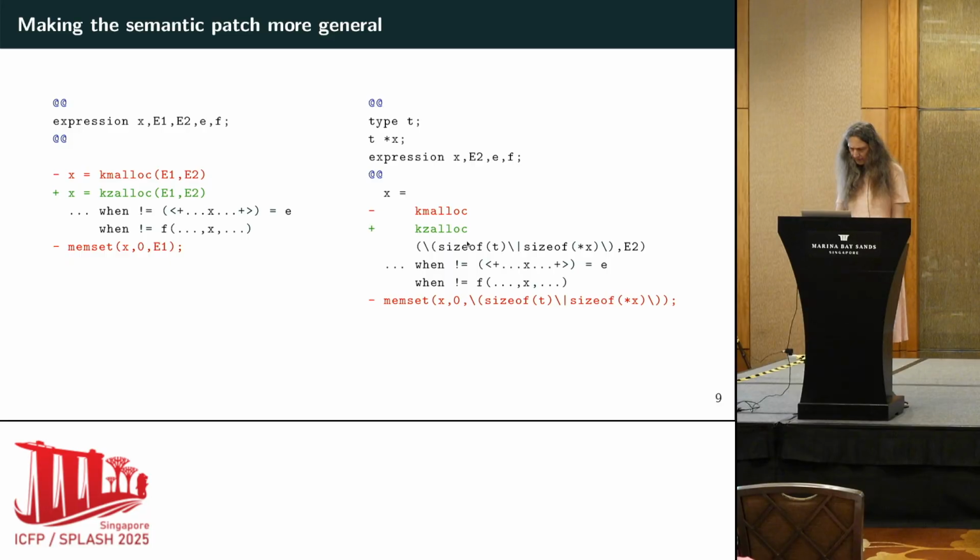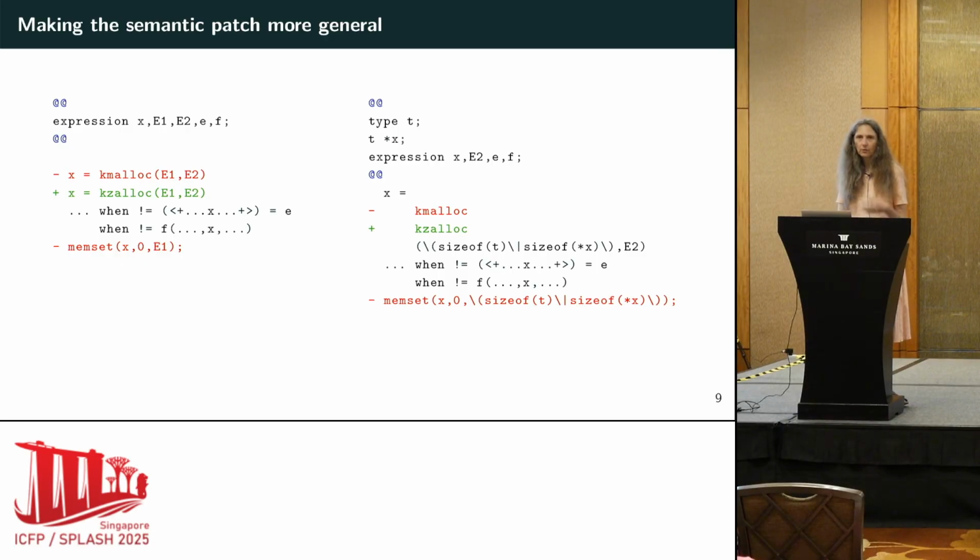Either size of, so this is called a disjunction. It lets us, it's a parenthesis, bar, parenthesis. It lets us say we would like to match either this or that. So we have the size of the type, or another way of referring to the size here. And then in the memset, you can also have the two different size options.